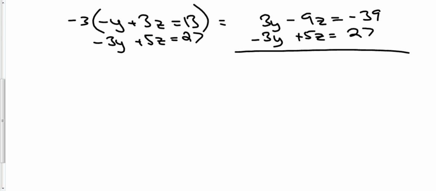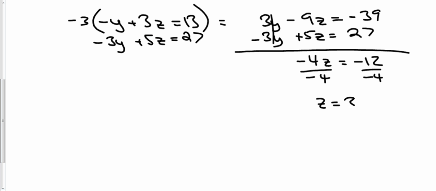Adding these two equations together, the y's cancel out, and we have negative 4z is equal to negative 12. Divide by negative 4, and z is equal to a positive 3. Okay. Now we have z.